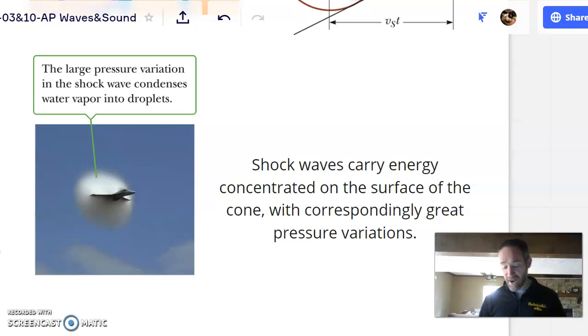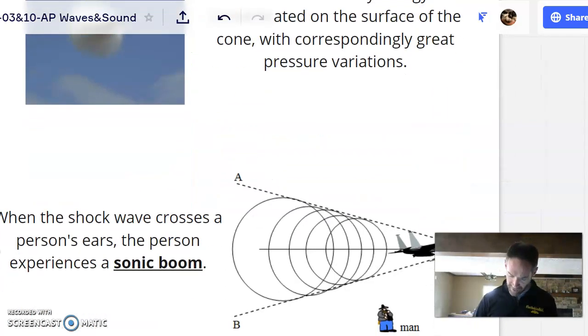Since that's high pressure, if this is happening over in a really humid environment like fighter jets often fly in, then you might even see a cloud form because of how high the pressure is at that spot.